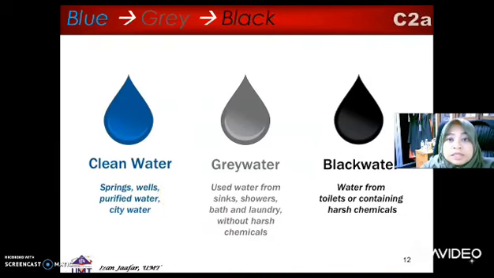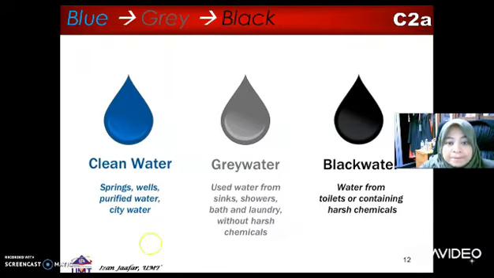Okay. So, ini yang saya nak gambarkan daripada blue, grey, black. Apa blue, apa grey, apa black. Blue tu adalah air asal yang kita pakai dekat rumah. Kita buka tap water tu, itu air yang cantik tu, yang pure. Okay. Clean water daripada reserve water ke, city water ke, commercial water ke.